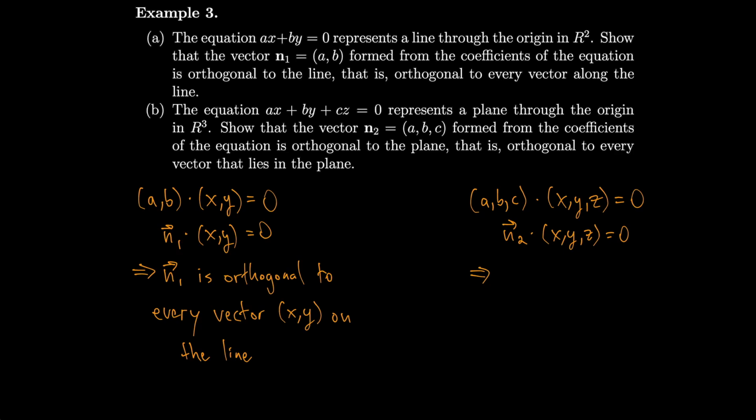So that means that n2 dotted with the point (x, y, z) is equal to 0, which implies that n2 is orthogonal to every vector (x, y, z) in the plane.